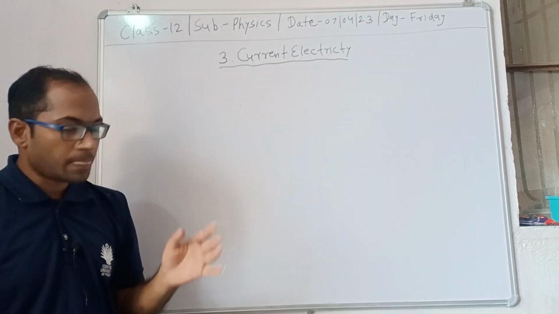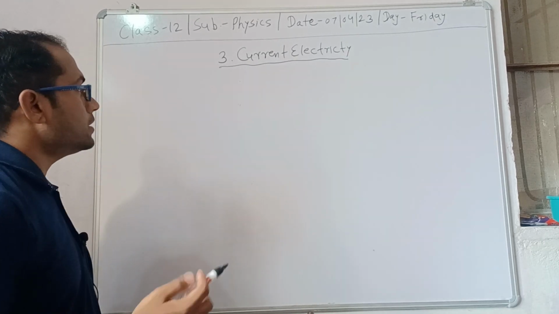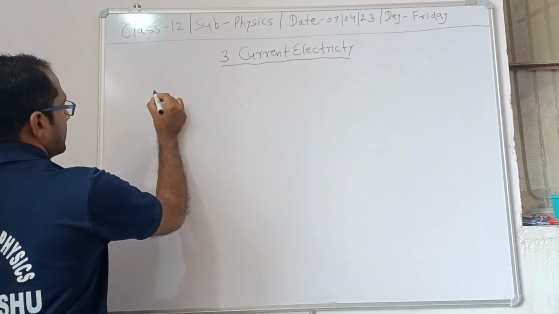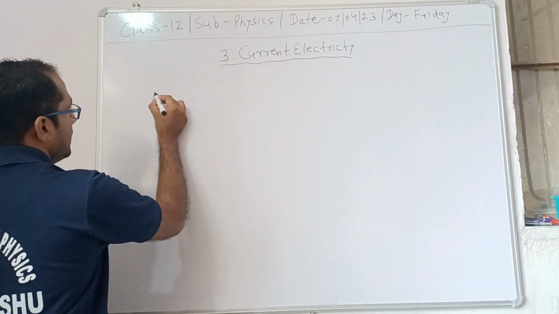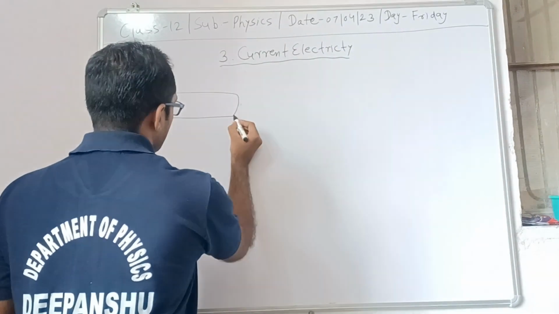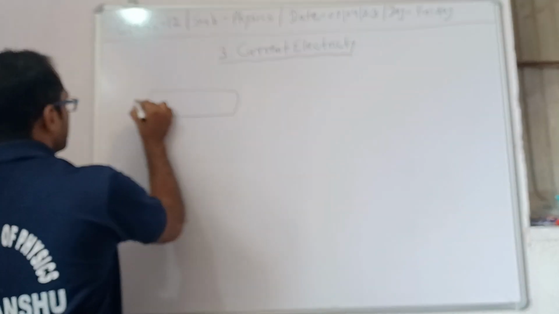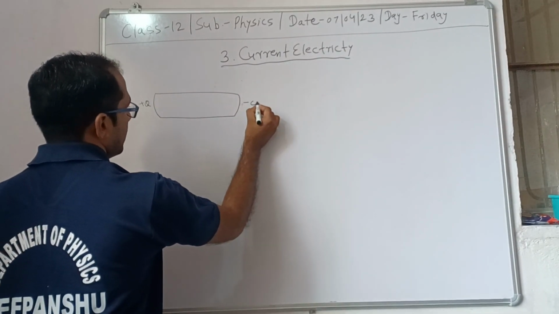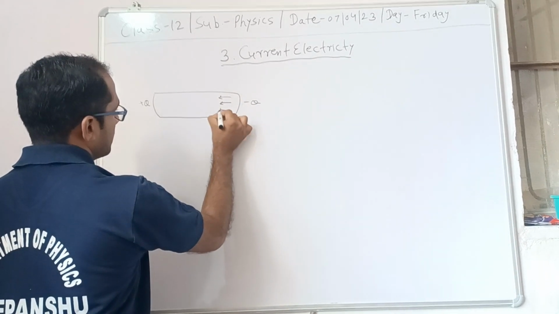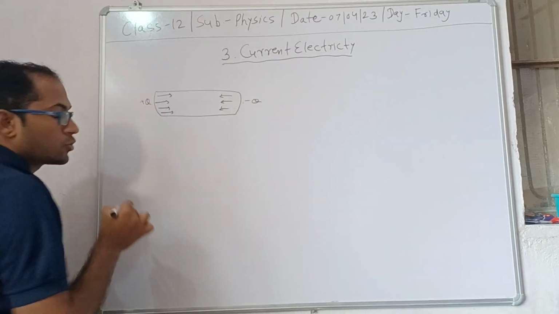Current is what, actually, if we are using two charges. Okay, there is a conductor, and in this conductor a charge flows. There are positive charges and there are negative charges. The negative charges flow like here and the positive charges flow here.